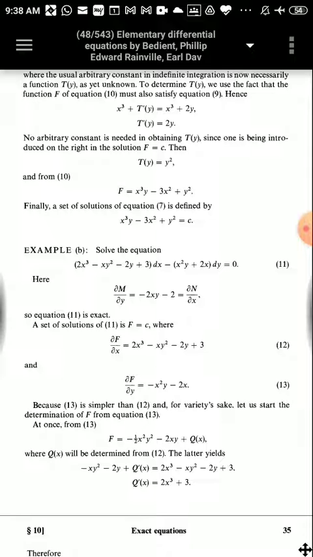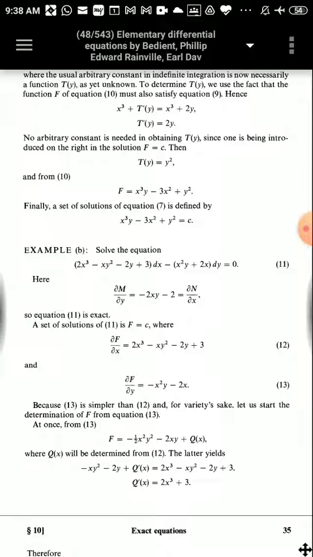And we solve this exact differential equation by using a formula. See here, I am telling you a formula: integration of M dx, at that time keep y constant, plus integration of terms in N which are free from x dy is equal to c. So this is the formula for solving the exact differential equation. We use this formula to find the solution of that exact differential equation.